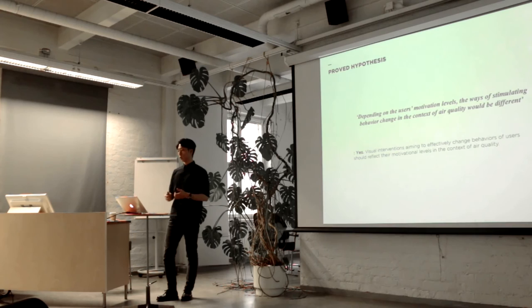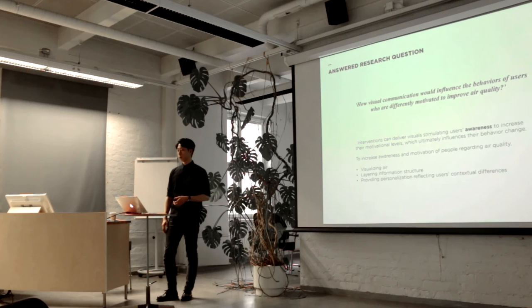And then I also found the answer to the research question that I asked: how would visual communication influence the behaviors of users who are differently motivated to improve air quality? Interventions can deliver visuals stimulating users' awareness to increase their motivation level, which ultimately influences behavior change. To increase awareness and motivation, I used three methods: visualizing air, a layered information structure, and providing personalization, selecting users' contextual differences.